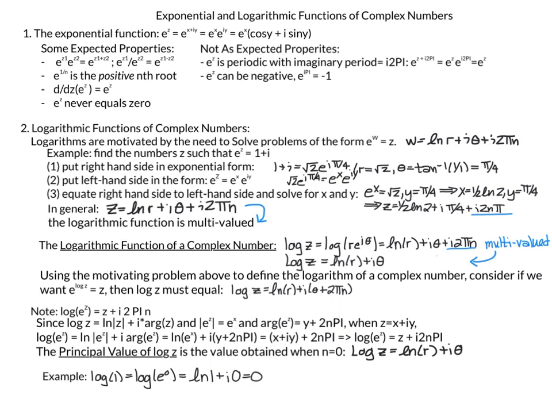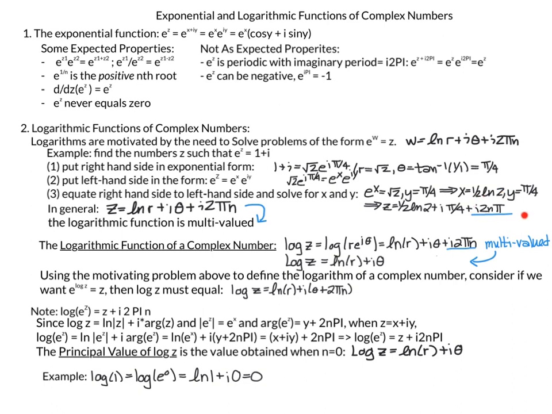Coming back to my overview slide just to see where everything is, this is the same example I had, e to the z equals 1 plus i. I have the steps written down, plus I have what I did for the example. And then in general, this was the general form which we had derived in the previous slide. z is equal to natural log of r plus i theta plus i 2 pi n. So again, this just came directly from the previous slide.